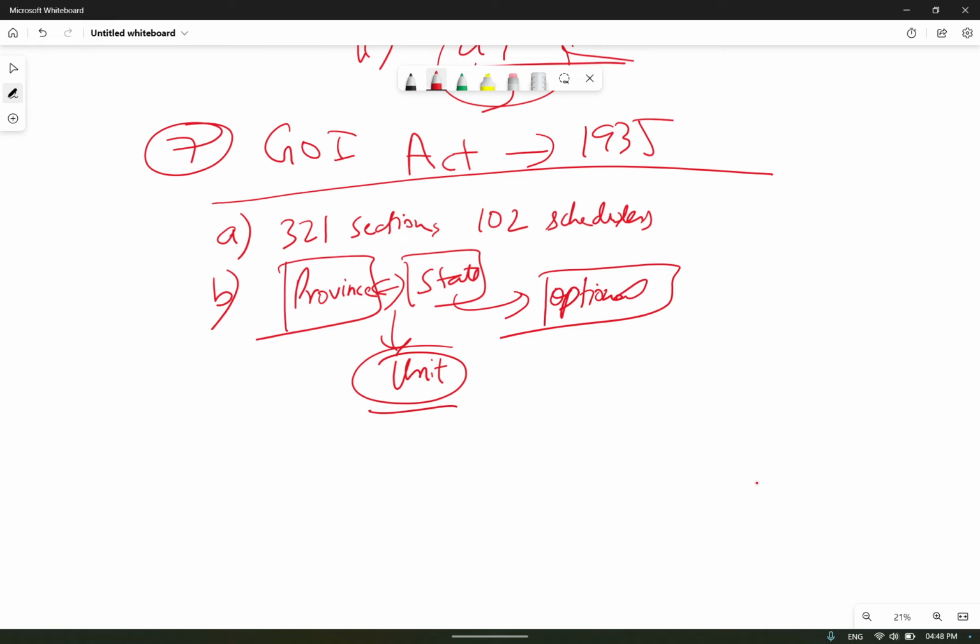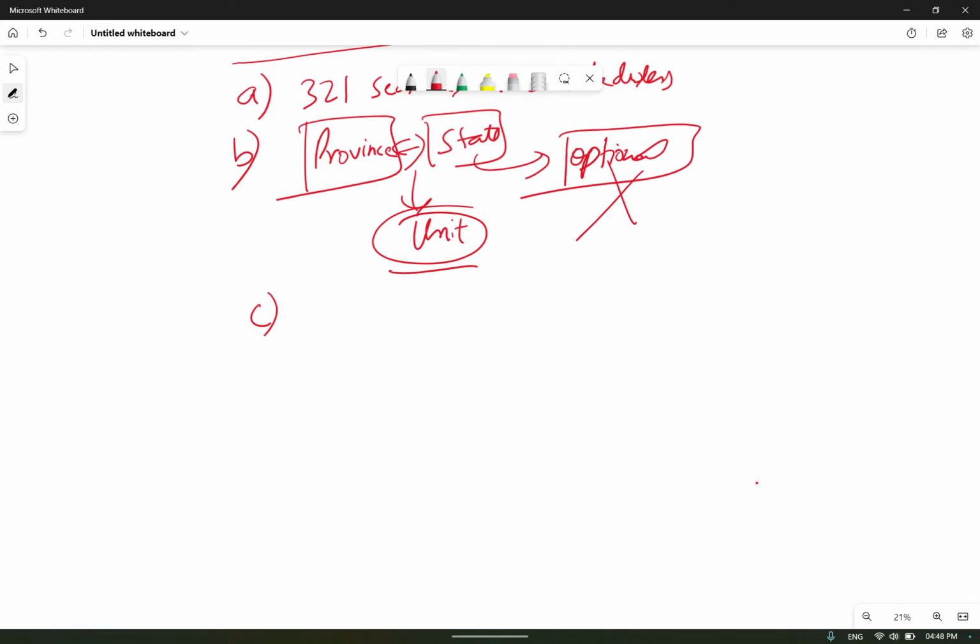And since they never joined this federation, this unification never came into existence. This federation never came into being. This never worked, this never happened.